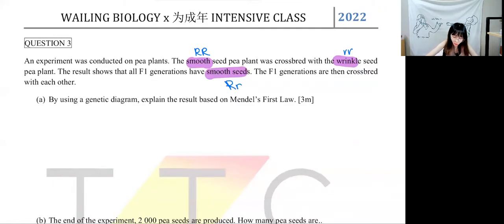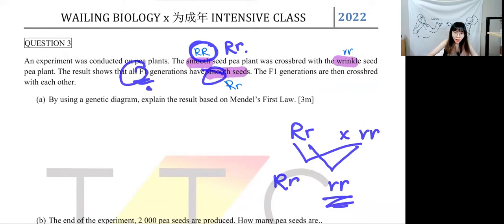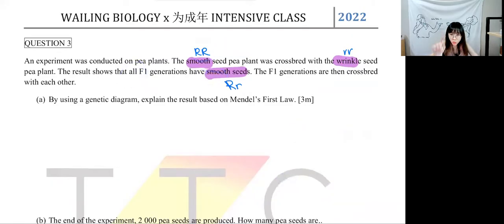Now again, how do I know this is 2 big R, not 1 big, 1 small? If this is 1 big, 1 small, you draw this out, then you will understand. This one fills with this one, you get 2 small r. This one fills with this one, you get 1 big, 1 small. When you have 2 small r, it means that your F1 generation is not all smooth seed. So your smooth seed needs to be 2 big R. With 2 big R and 2 small r, you only get 1 big, 1 small.